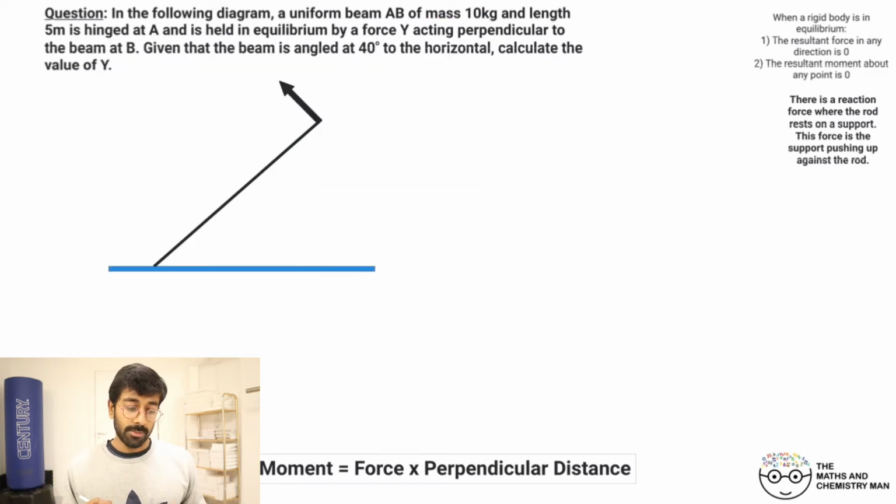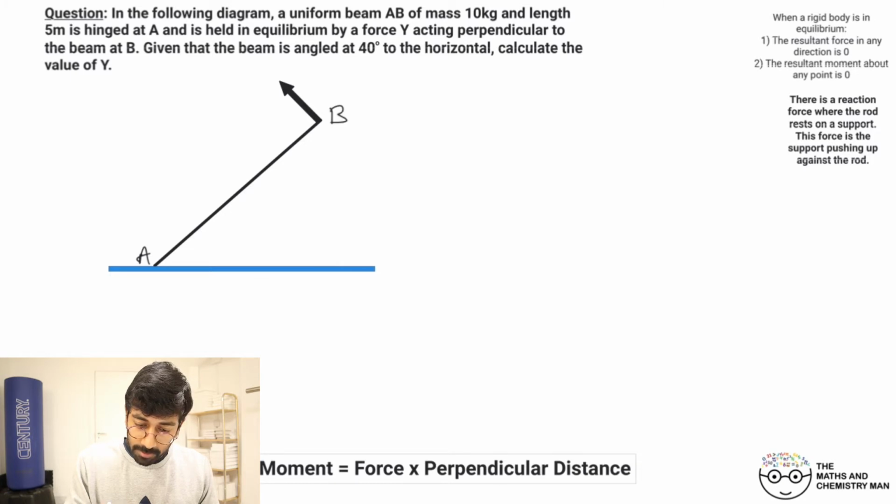Now, one more example. This time we've got a bit of a slope, right? So something a bit different. Let's have a little read and see what we've got. So in the following diagram, a uniform rod beam, AB. So A down the bottom, B at the top. It's got a mass of 10 kilograms. So remember, we're going to be using 10g. And length 5 meters. It's hinged at A, so there's a hinge down here.